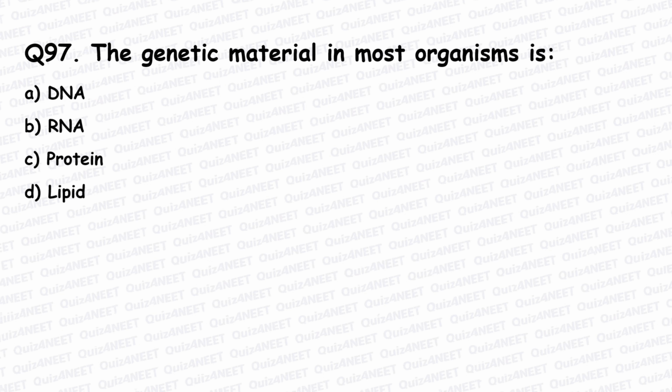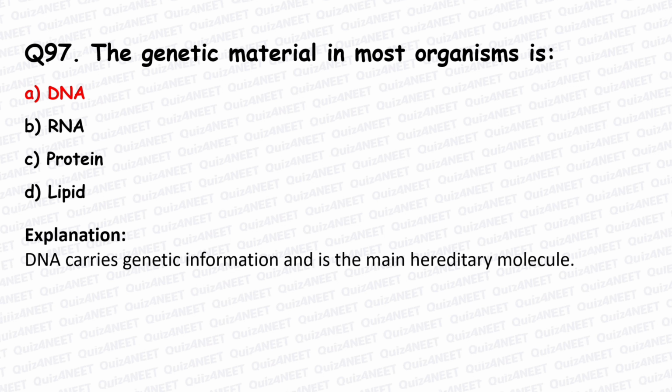Q97, the genetic material in most organisms is A, DNA, B, RNA, C, protein, D, lipid. Answer: DNA. DNA carries genetic information and is the main hereditary molecule.